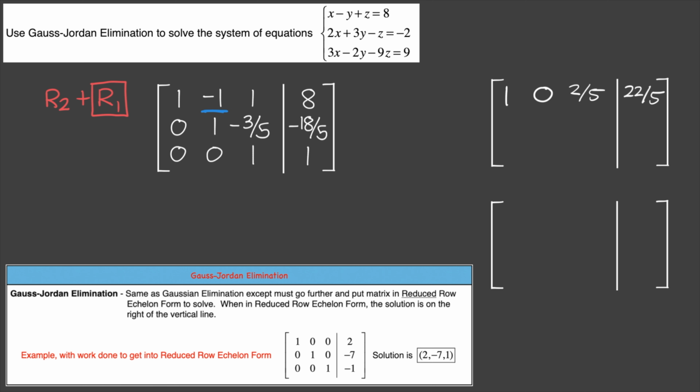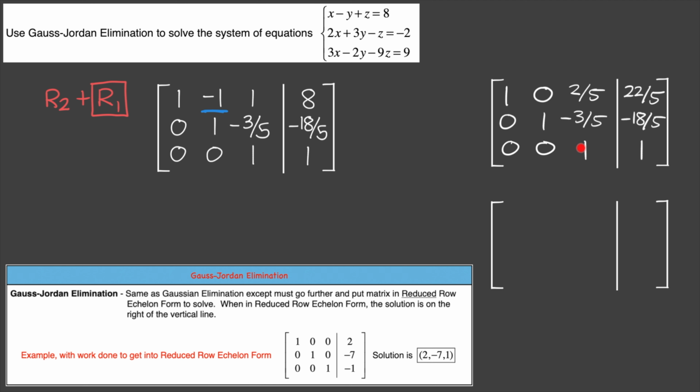Unfortunately, we're doing some fractions early on here, but that's just the nature of this problem. Then row 2 and row 3, we're just going to rewrite. So we have 0, 1, negative 3/5, and then negative 18/5. Then we have 0, 0, 1, and then 1. All right, here's our new matrix.